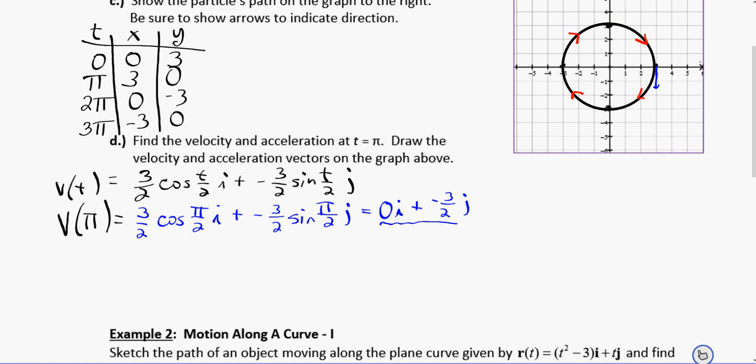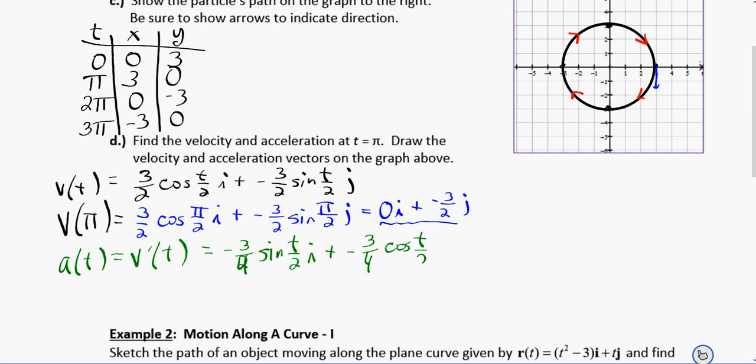Now let's look at the acceleration. The acceleration vector is the derivative of velocity, and maybe I'll even indicate that if you're taking notes at home, v prime of t. We found it on the previous page. 3/4 sine t over 2 in the horizontal, negative 3/4 cosine of t over 2 in the vertical. That's what we found on the previous page.